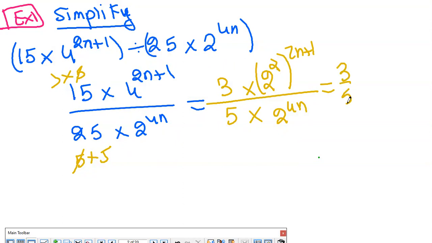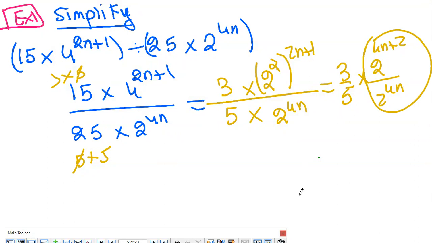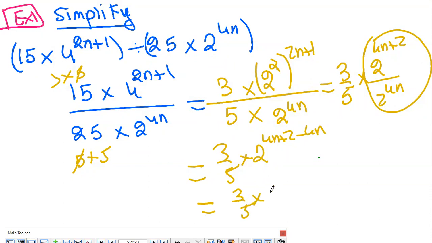And now I continue the work. I still have the 3 over 5 times 2. Now I'm going to use the rule. 2 exponent 2 times (2n plus 1), I will multiply, it's going to be 4n plus 2, over 2 exponent 4n. Now here I have the same base, so can I subtract the exponents? Yes, for sure. So it's going to be 3 over 5 times 2 exponent 4n plus 2 minus 4n. Then the answer is going to be 3 over 5 times 2 exponent 2, so it is 3 times 4 over 5. So I'm going to write 12 over 5, and this is my final answer.